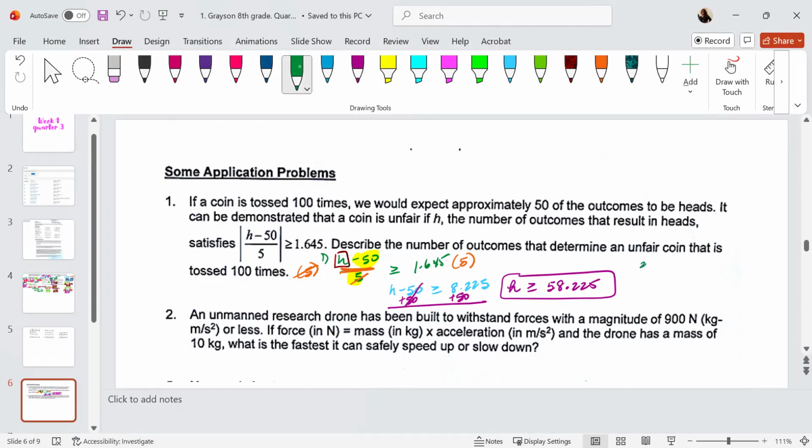The second equation, do the same thing. H minus 50 over 5. Okay, here's the thing. You see the sign right there? You gotta switch it from this to this with a negative 1.645. You see that? You do exactly the same thing. You multiply both sides by 5, correct?